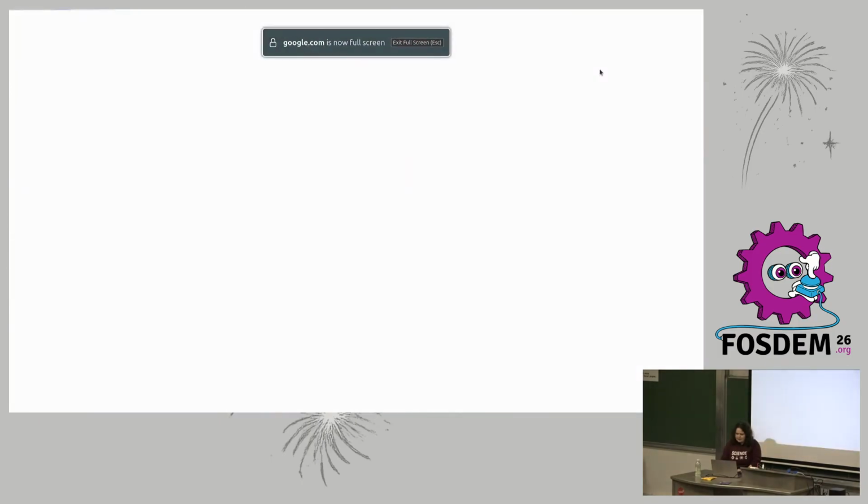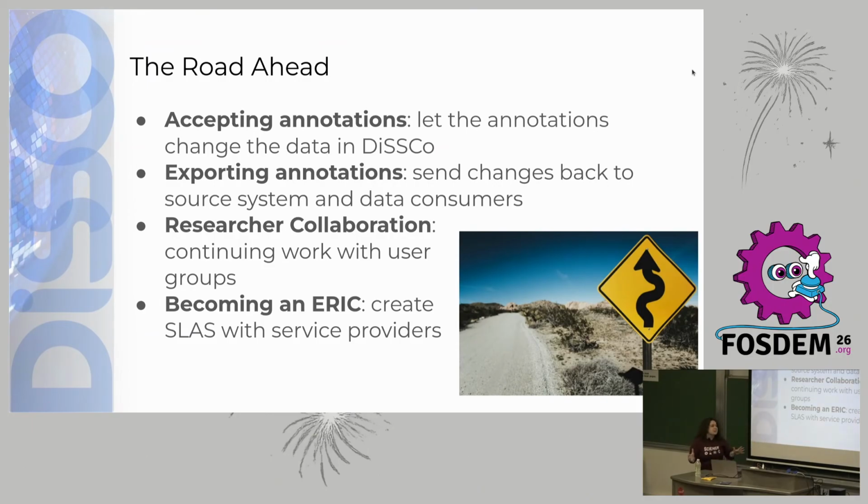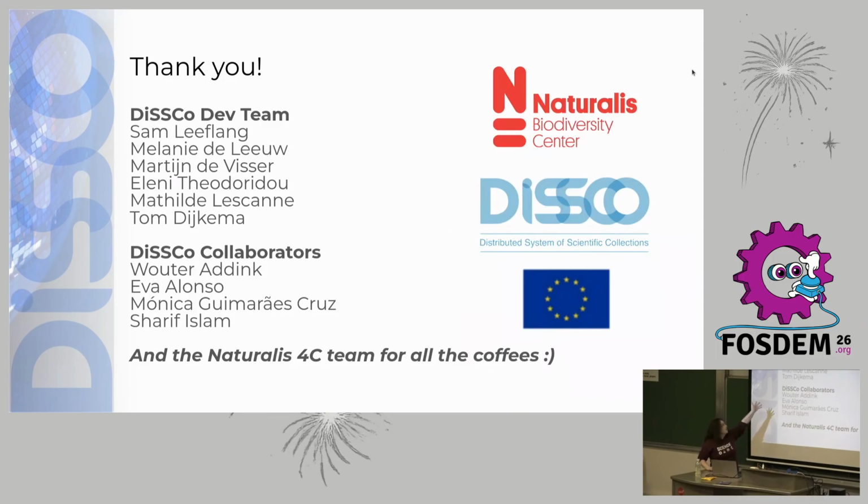So lastly, I just want to talk about what is next for DiSSCo. We want to work on accepting annotations. It's a huge part of our value offering. We want to be able to export the annotations and publish them. We want to continue our collaboration with researchers, and we want to become an ERIC, a European Research Infrastructure, which essentially means that we are a legal entity, and then we can make SLAs with other MAS providers.